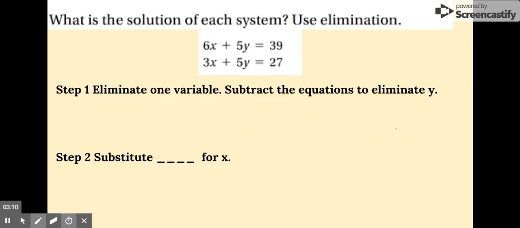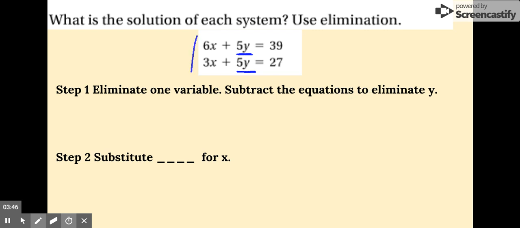Today's lesson, we're learning about solving systems of equations by eliminating one of the variables. You can use this method when you see exactly the same term. So let's say the coefficient of y is 5, and the coefficient of y for the second linear equation is also 5. Then you can eliminate this. So step 1 is eliminate one variable. I'm going to subtract the equations to eliminate y.